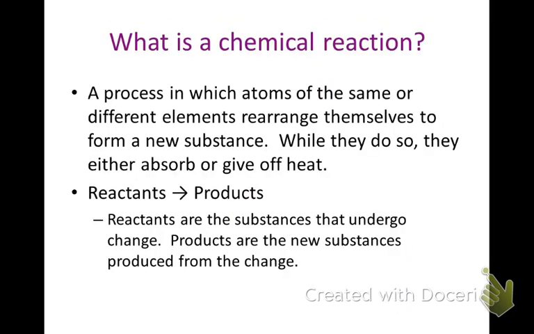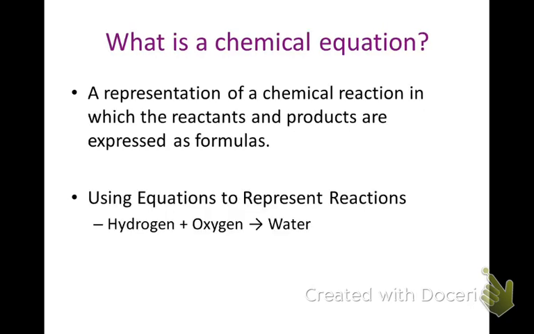For today is enough. Just remind the definition. What is a chemical reaction? A chemical reaction is a process in which atoms of the same or different elements rearrange themselves to form a new substance, remember, with different properties. While they do so, they either absorb or give off heat. Reactants are the substances that undergo change. Products are the new substances produced from the change.